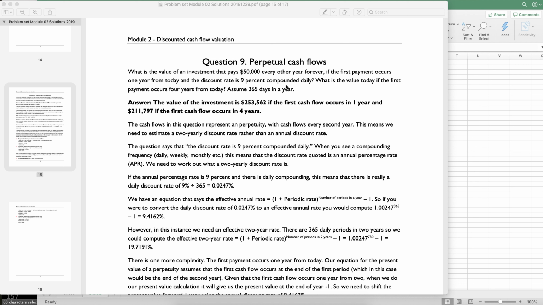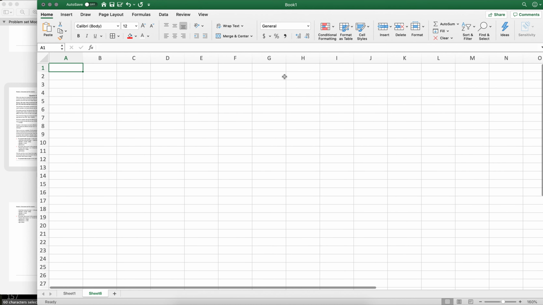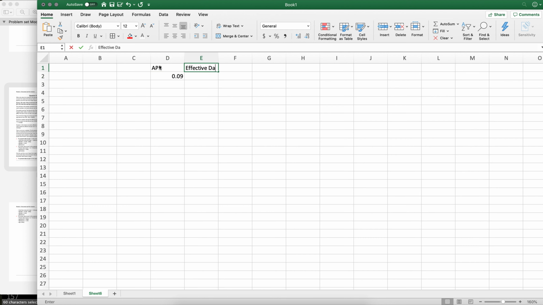And then he changes the question for the second part to say, what's the value today if the first payment occurs 4 years from today? Assume 365 days in a year. Okay, so the first thing that we're going to do is the same thing that we do in all these problems. We are going to convert the APR from 0.09 to the effective daily rate.